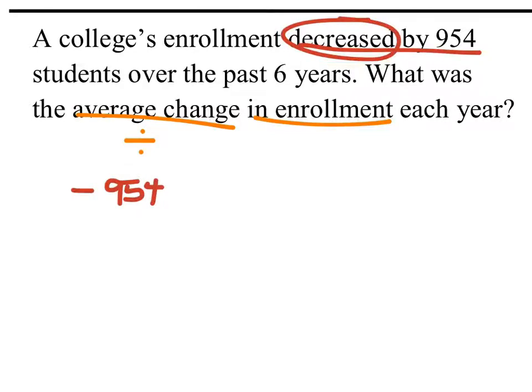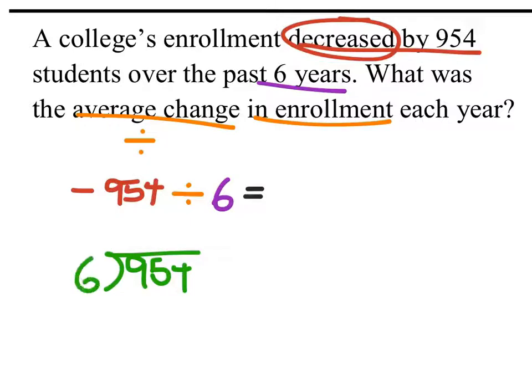And we're going to divide this by the 6 years, because that was 954 students, but that was in 6 total years. So I'm going to divide this by 6 years, and this will tell me the total change in enrollment per year. So to do this one, I would need to go to long division, 954, and we're dividing this by 6.